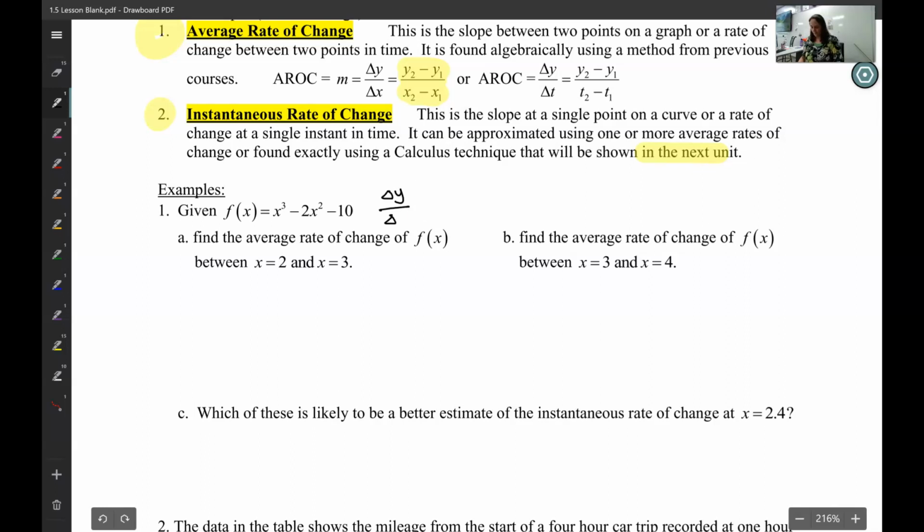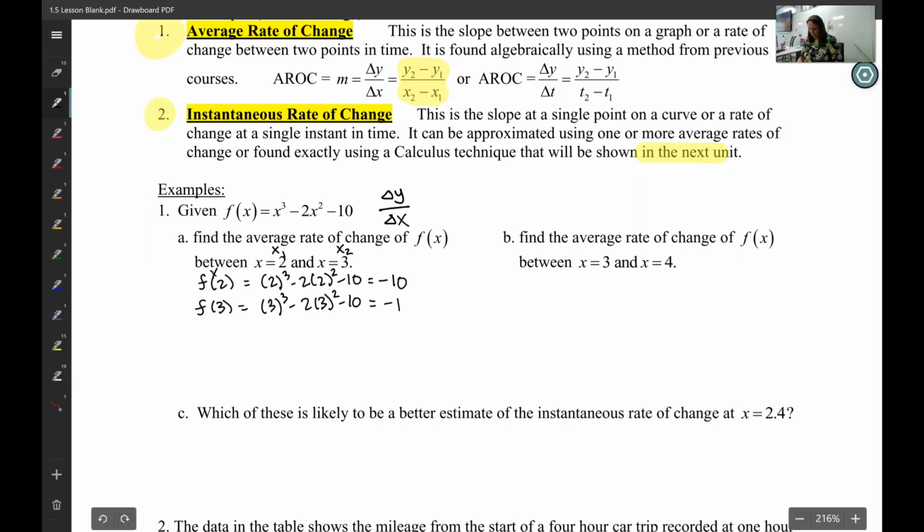So if I want to find the average rate of change, here's my x's. So I have x1 and x2. What I need to find are my y's. So I plug my x's in to find my y's. So I plug them into the equation. So this first one I get 8 minus 8 minus 10. So that's negative 10. This one I get 27 minus 18 minus 10, which should be negative 1.